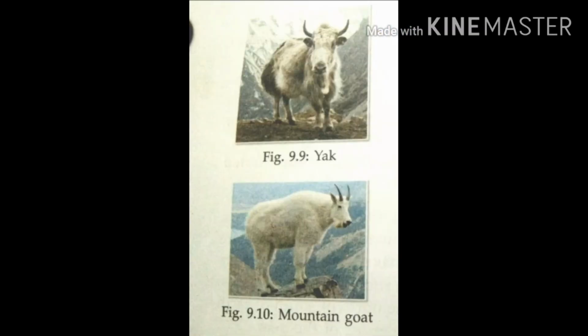Next one, yak and mountain goat. These have thick, long hair that covers the body. They give warmth and protection from cold.